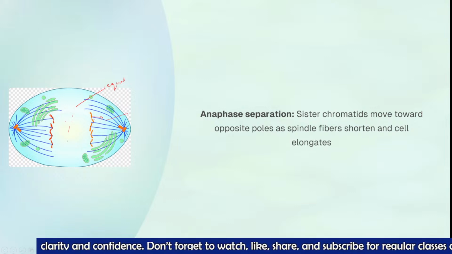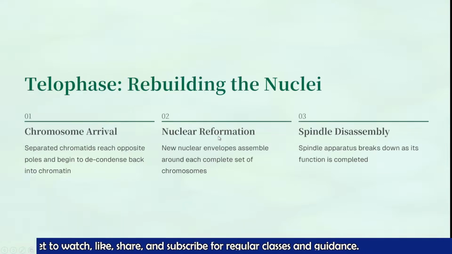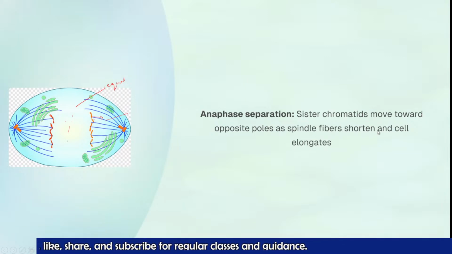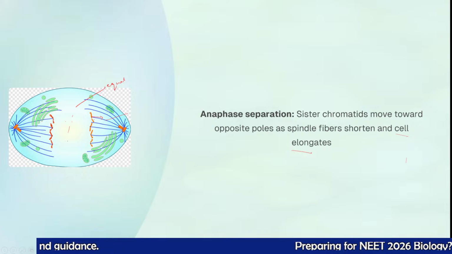Remember these key events during the anaphase. The chromatids move towards the opposite pole, and the spindle fibers shorten. And one more point is the elongation of the cell. The cell elongates a little more during the anaphase stage.